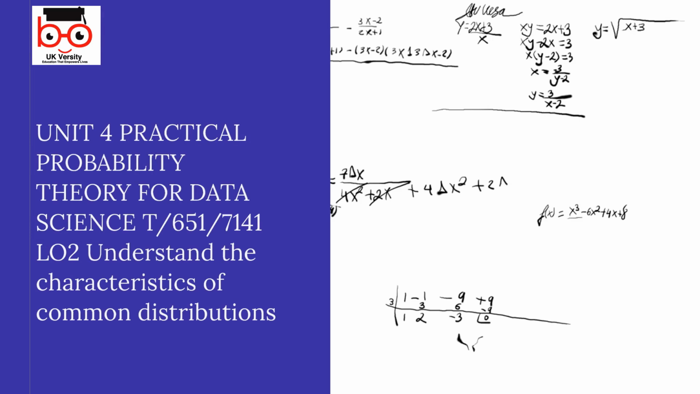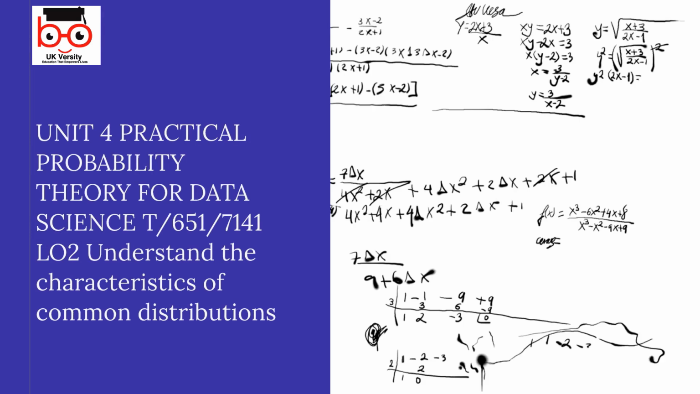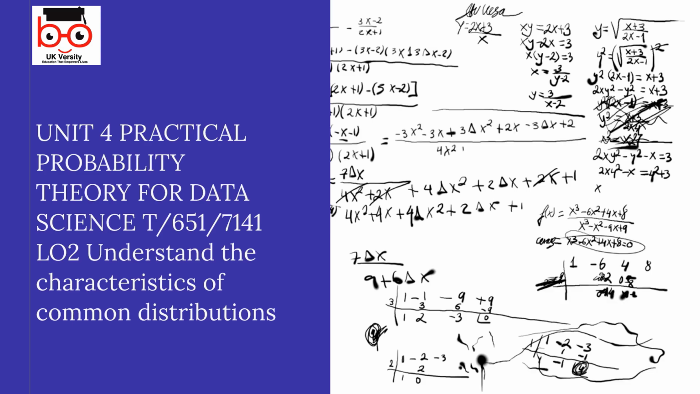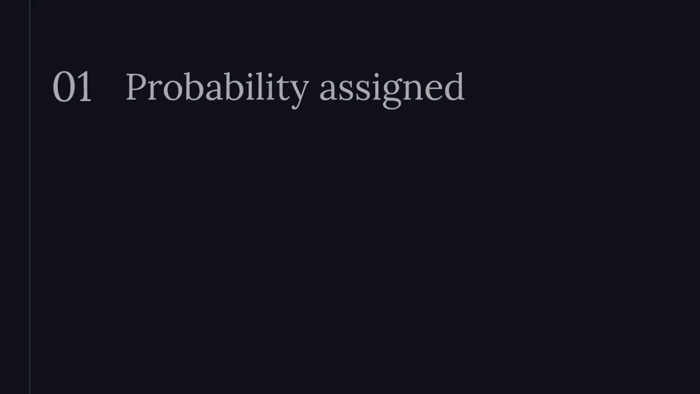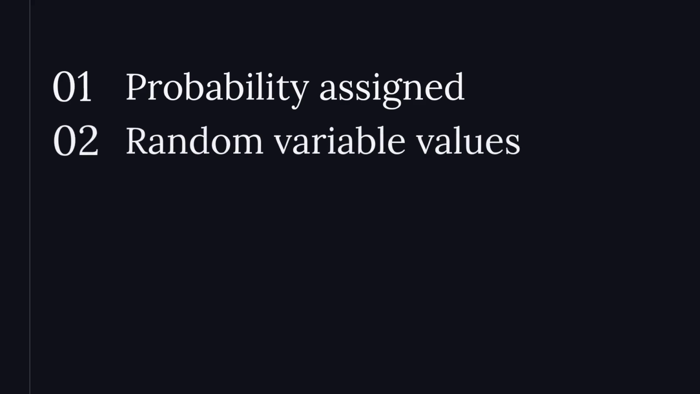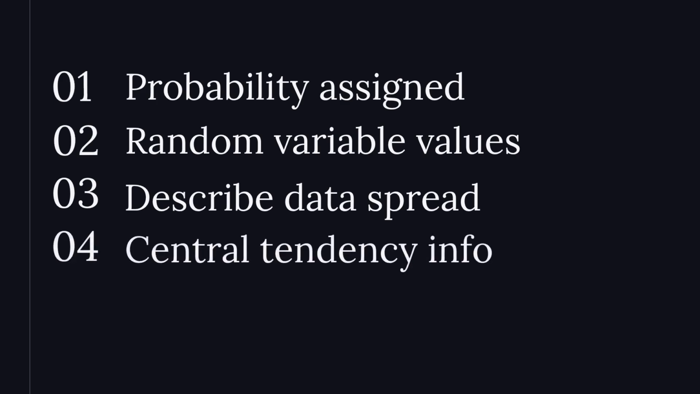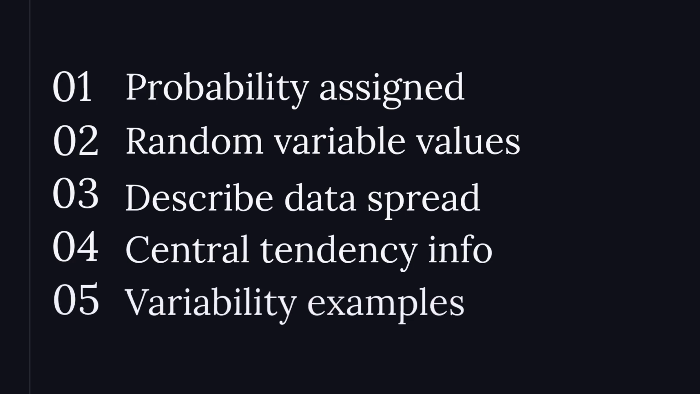Today, we'll explore how common probability distributions help data scientists understand patterns, variability, and trends in data. Probability distributions assign probabilities to possible values of a random variable. They help describe data spread, central tendency, and variability. Examples include the number of customers or defective products. Distributions are crucial for statistical methods and machine learning algorithms. They provide insights into patterns and likelihoods in datasets.